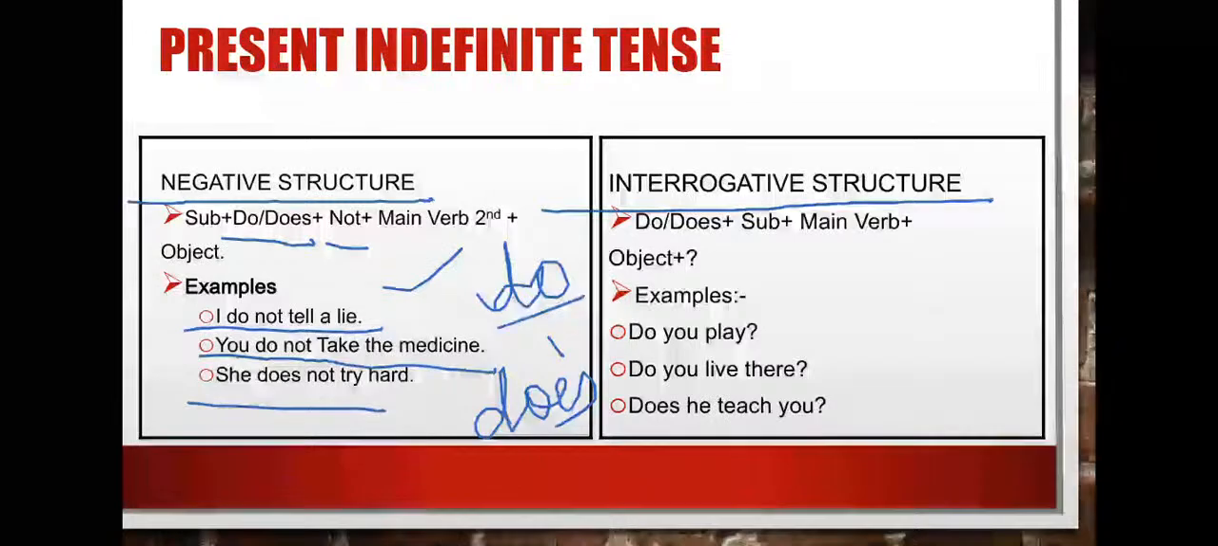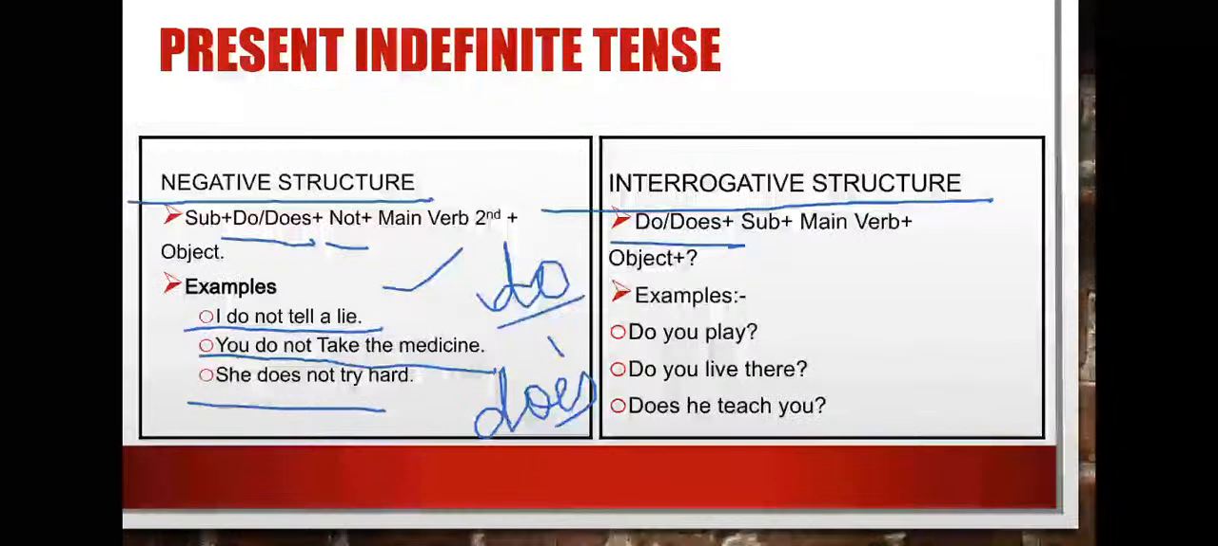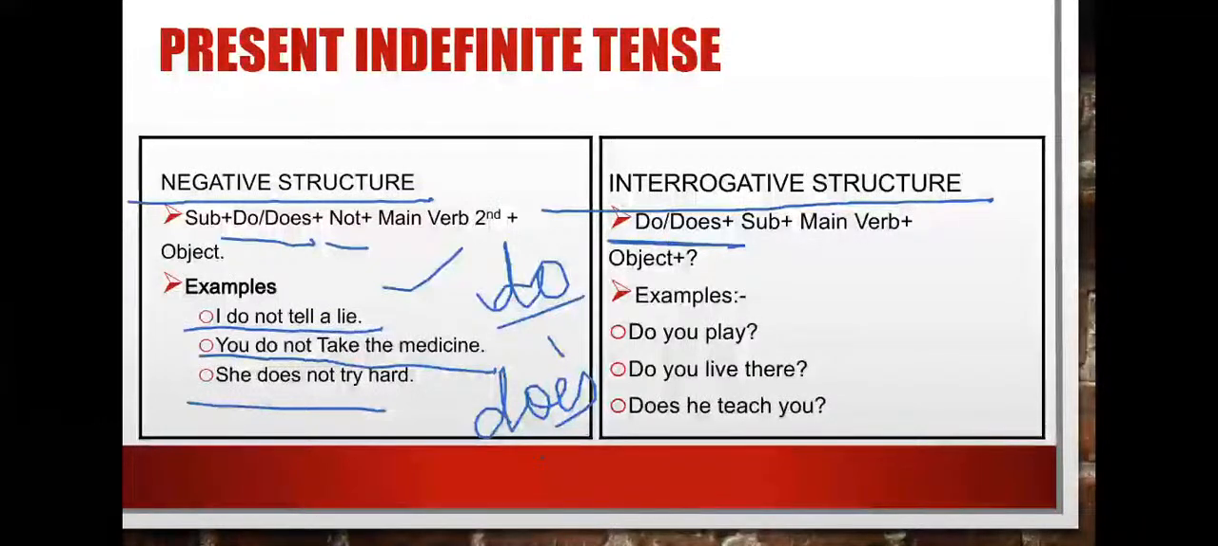Negative sentence. This has been done right here. Let's move on to interrogative structure. In interrogative, we are asking questions, and whenever we're asking questions, we put the helping verb right before the subject. You can say in the beginning of the sentence to ask any type of question. So do and does, any of these, plus subject plus main verb, always using the first form of the main verb.